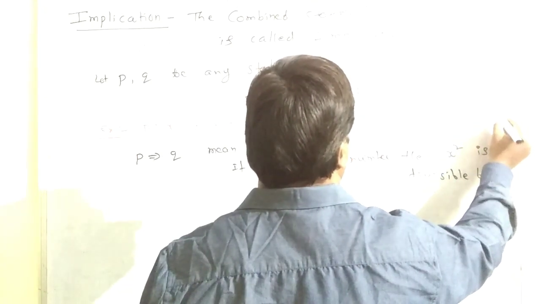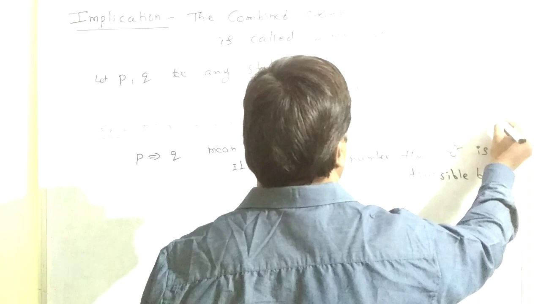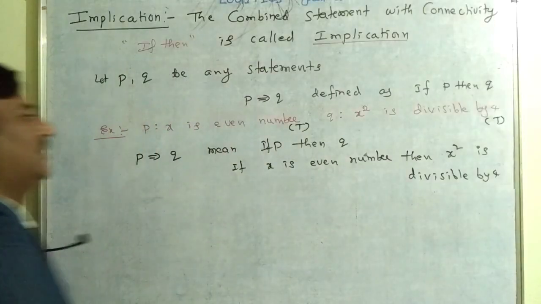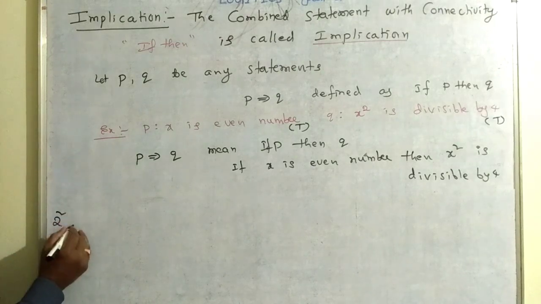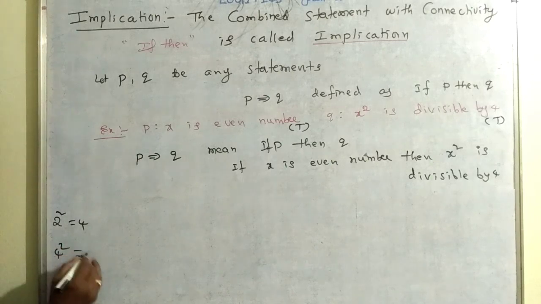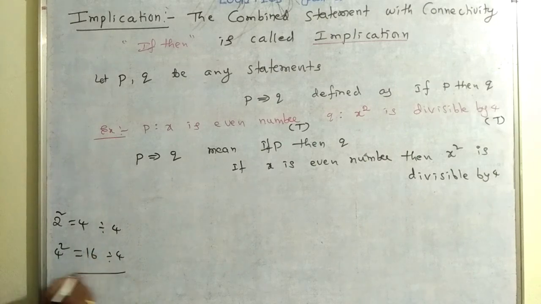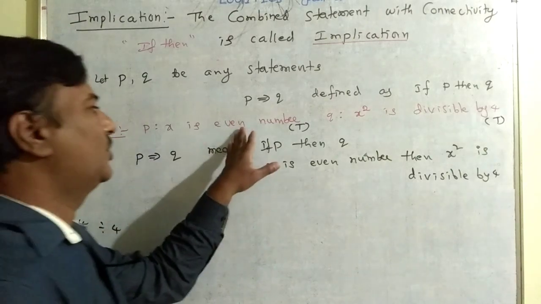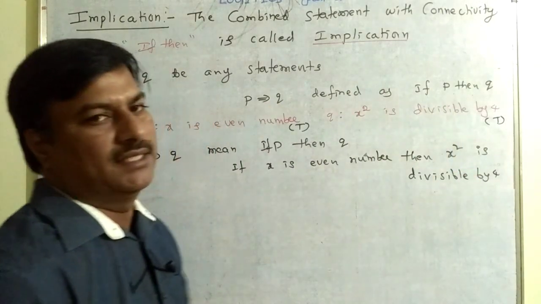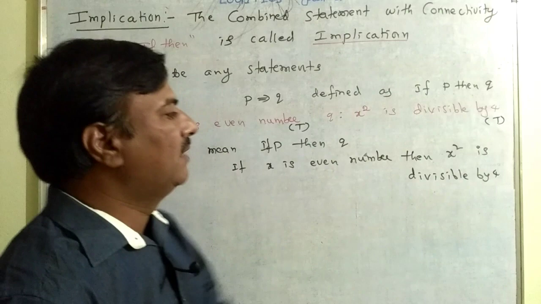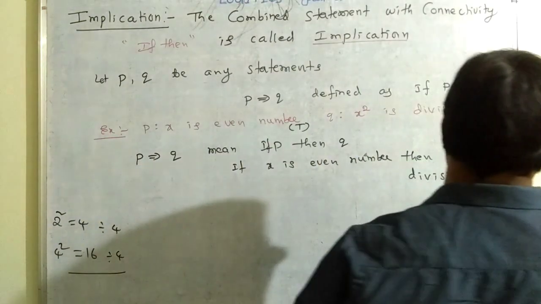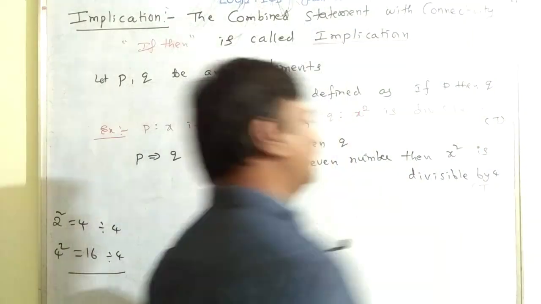X square is divisible by 4. This is also a true statement, because you can consider any even number. 2 square is nothing but 4, and 4 square is nothing but 16. This is divisible by 4, and this is also divisible by 4. That means x square is divisible by 4, so this is true. First statement true, second statement also true. If this is an even number, this is divisible by 4, accepted. The combined statement we can write as true.